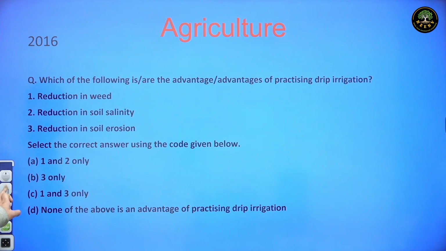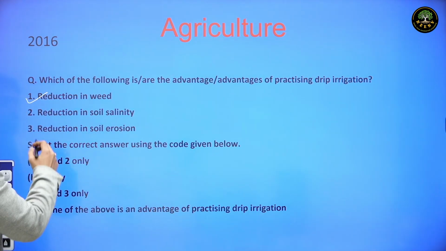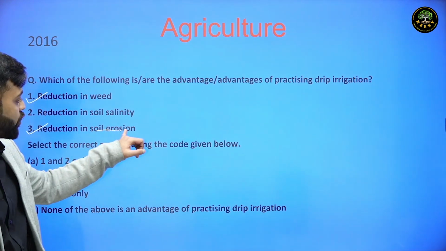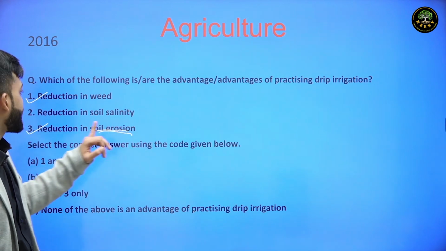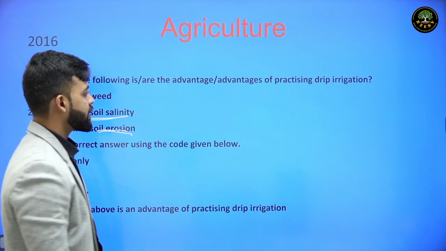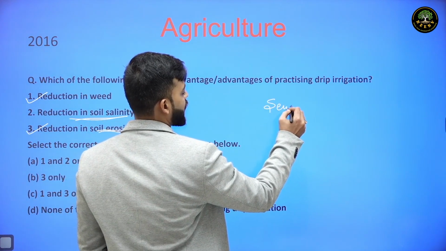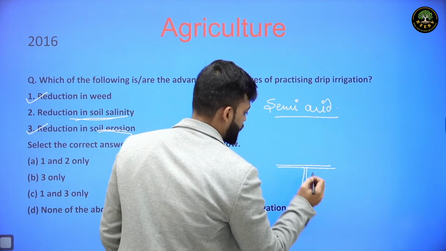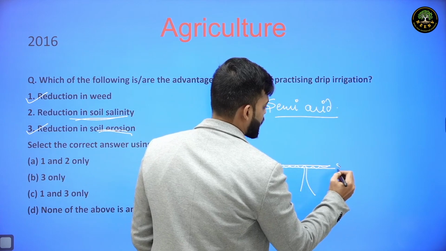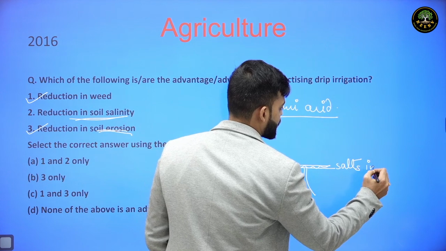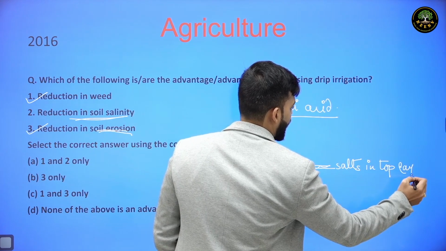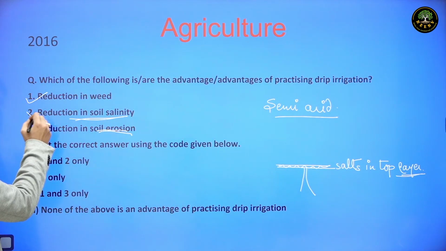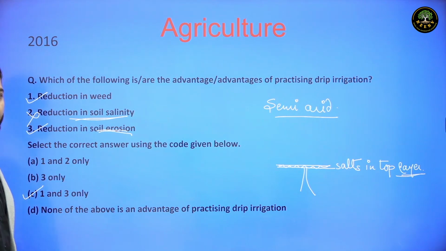If we see the question again, then reduction in weed is there and reduction in soil erosion is there as far as drip irrigation is concerned, because soil erosion is more where water is provided incessantly. As far as reduction in soil salinity is concerned, if we provide drip irrigation in semi-arid regions or arid regions, then because of capillary action of water, which we already saw, salts can be deposited in the top layer, and because of this, there can be salinization of agricultural soils. So this is incorrect. Hence our answer will be C, 1 and 3 only.